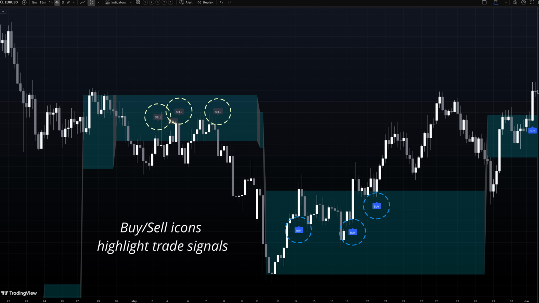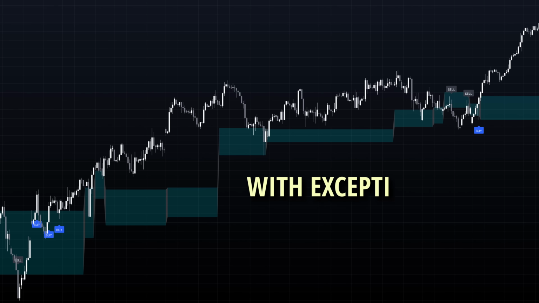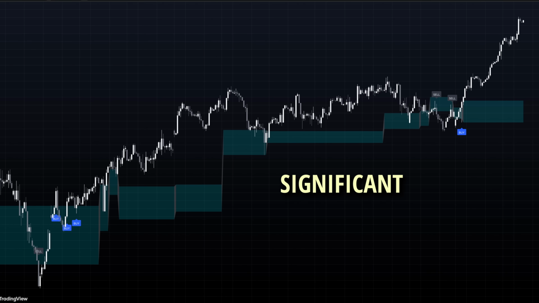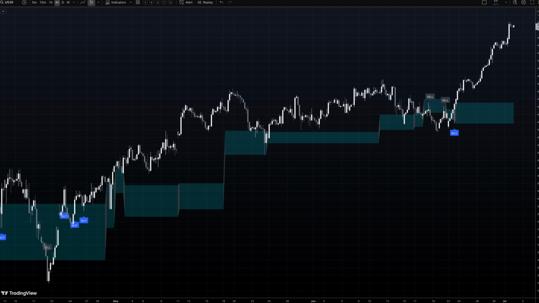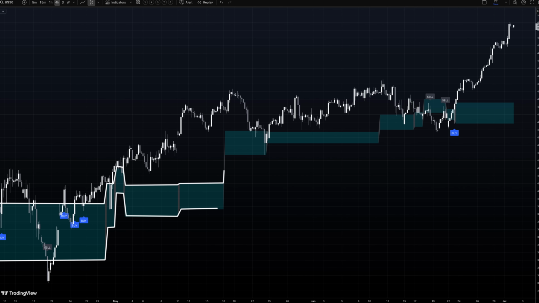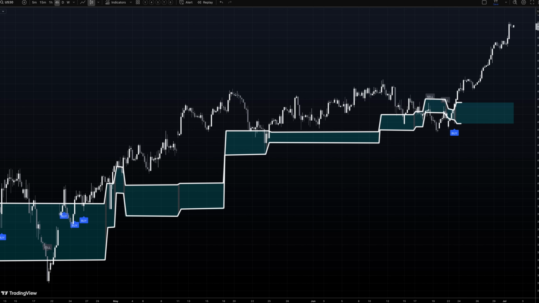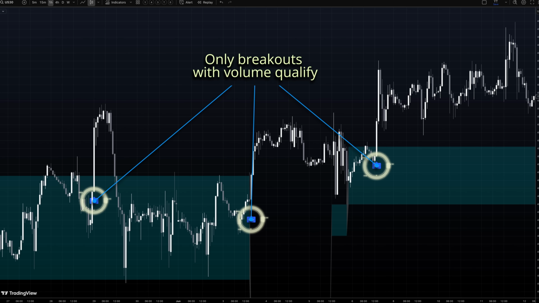Buy and sell signals appear as labeled shapes below and above bars respectively, offering clear entry point identification. The methodology assumes that bars with exceptional volume represent significant institutional activity or major market events, making their price ranges important for future support and resistance levels. The indicator tracks these key levels dynamically, adjusting as new volume spikes occur. The volume confirmation requirements help filter out weak breakouts that lack conviction.